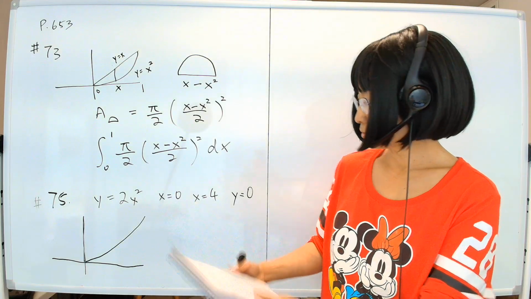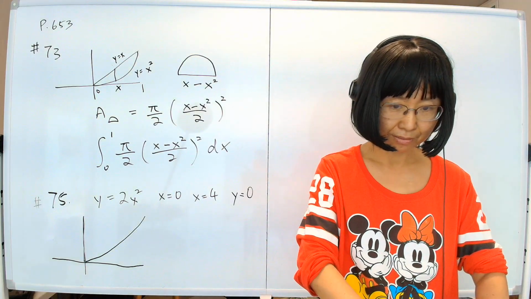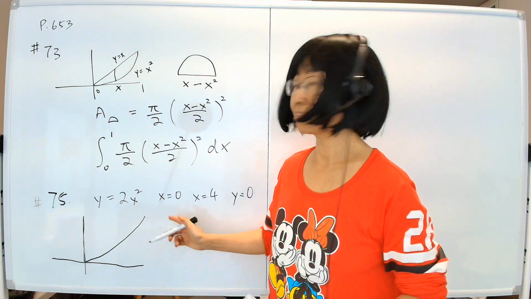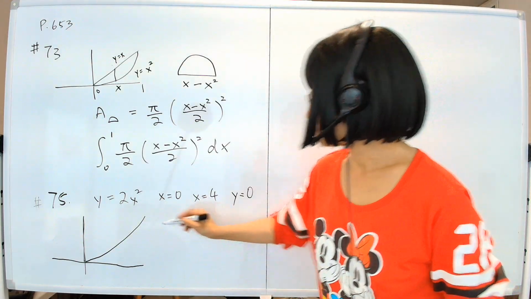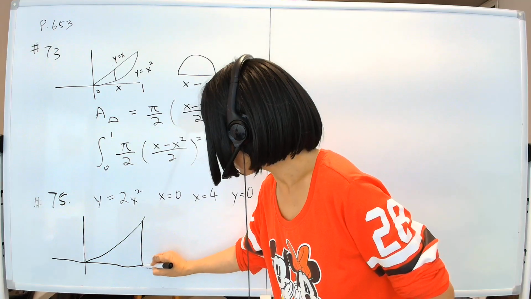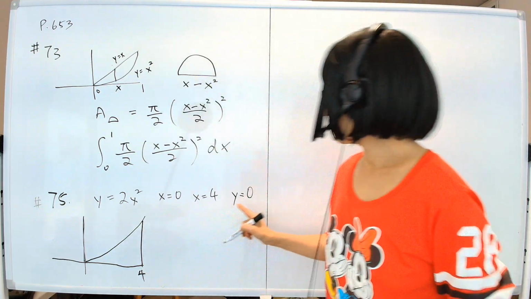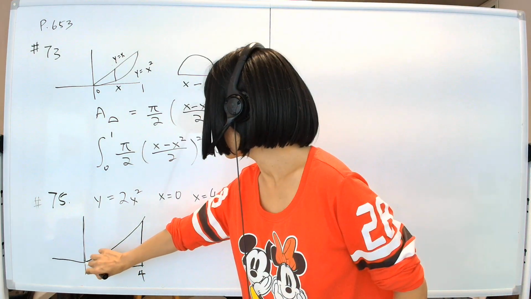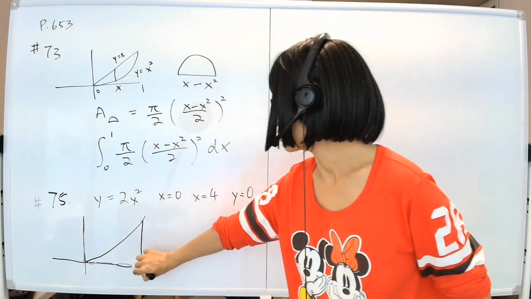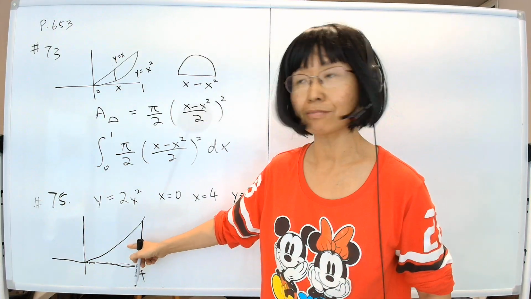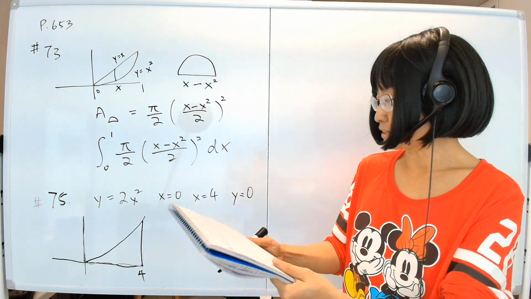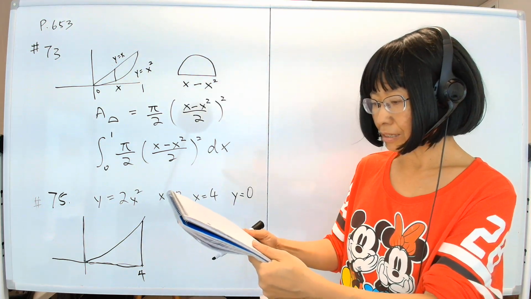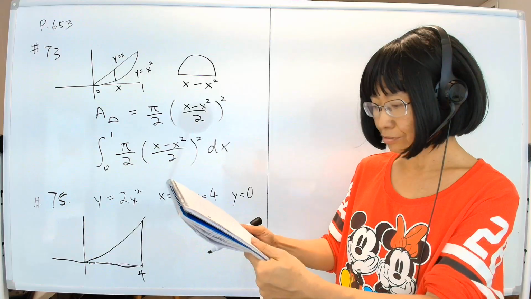Wait a second. Let me think. Yeah, actually x equal to 0 is of no concern to us, okay? So next, x equal to 4. So that's the vertical line here. And then finally, y equal to 0 is the x-axis, and that's the one that would matter. So this is our region, okay? X equal to 0 is unnecessary information.